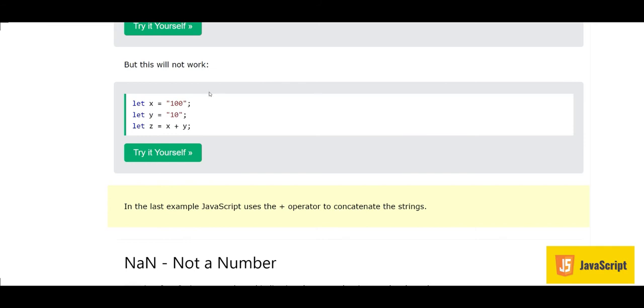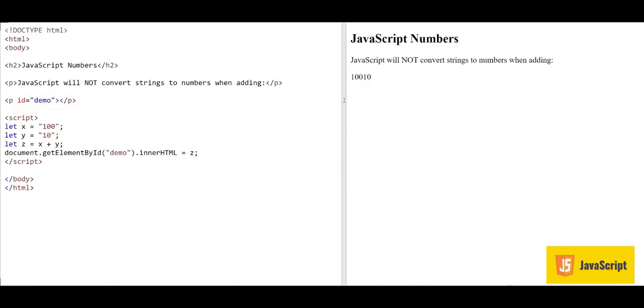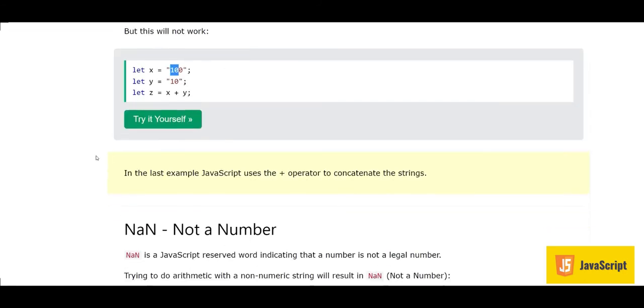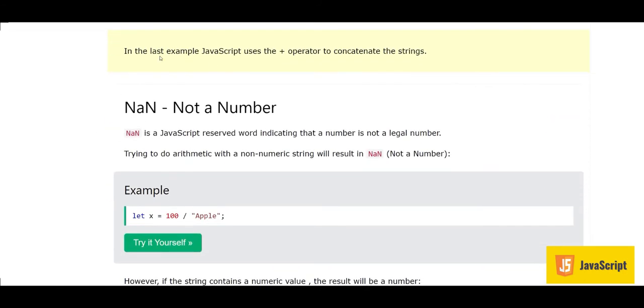So when we are adding them, JavaScript will not convert these strings to numbers, rather it will concatenate them, and the answer will be 10010, right? So JavaScript will not convert strings to numbers when adding, so remember this important point. In this example, the plus operator is being used to concatenate the strings.